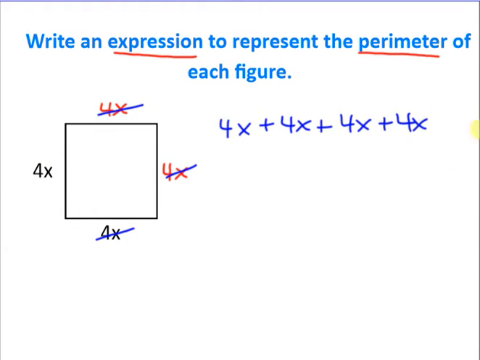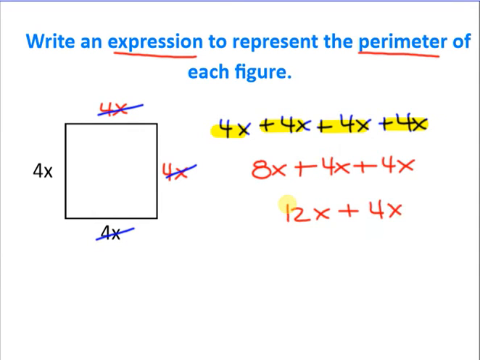Now, all I need to do is combine like terms. I have my highlighter here, and guess what? They're all x's. 4x, 4x, 4x, 4x. So 4x plus 4x is 8x, and then I'm going to rewrite the rest of the problem. 8x plus 4x is 12x, and I'm going to rewrite the rest of the problem. 12x plus 4x is 16x, and so the answer to this is 16x.